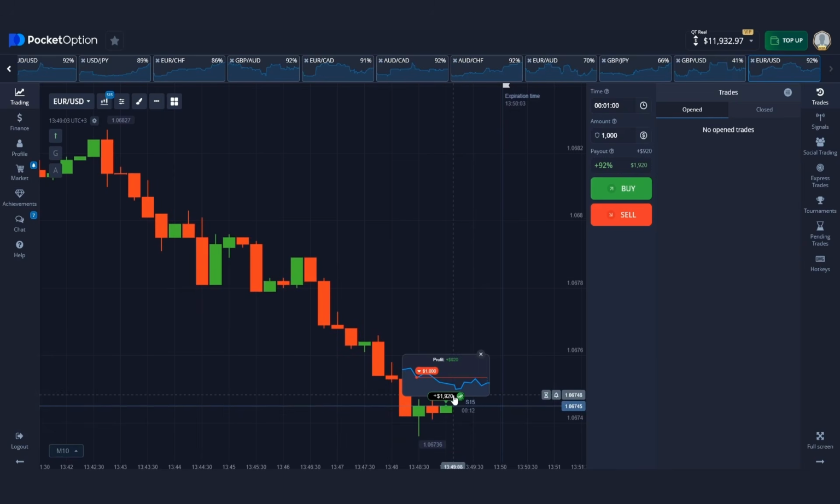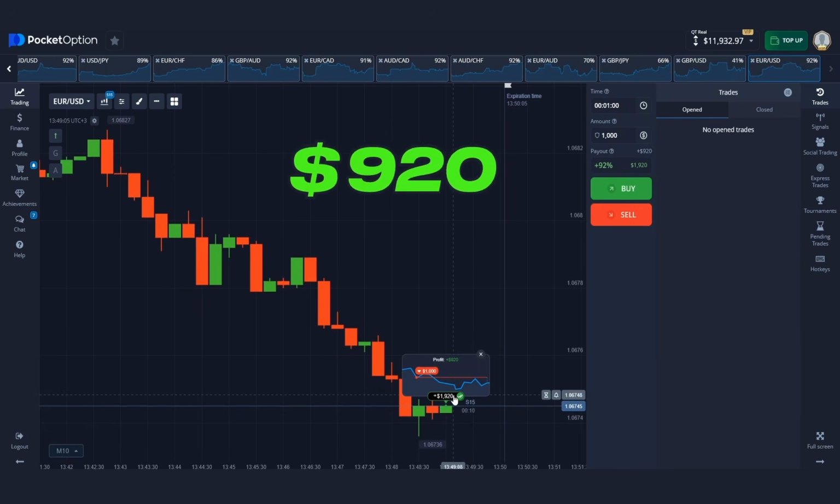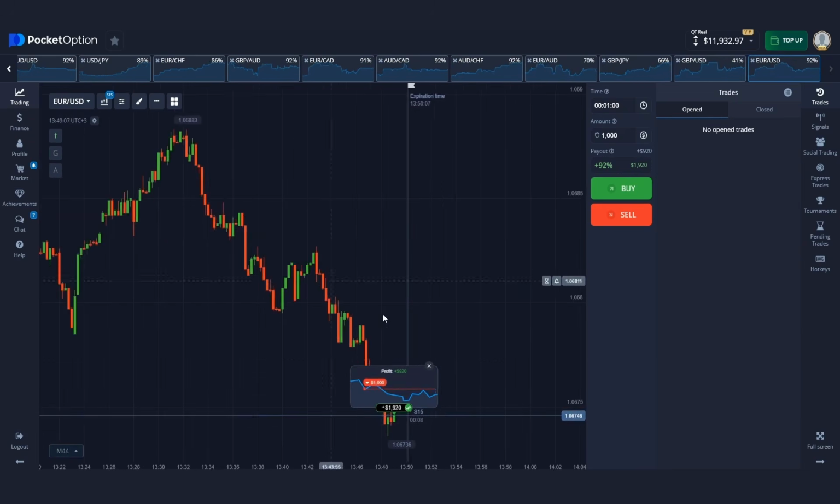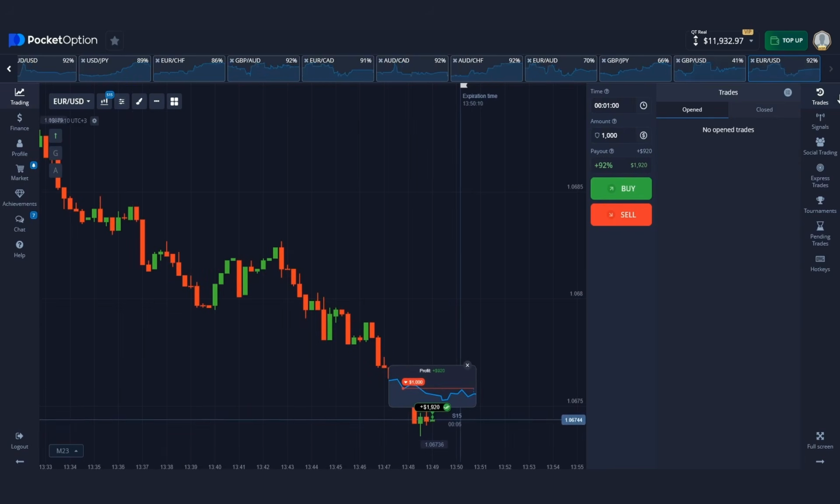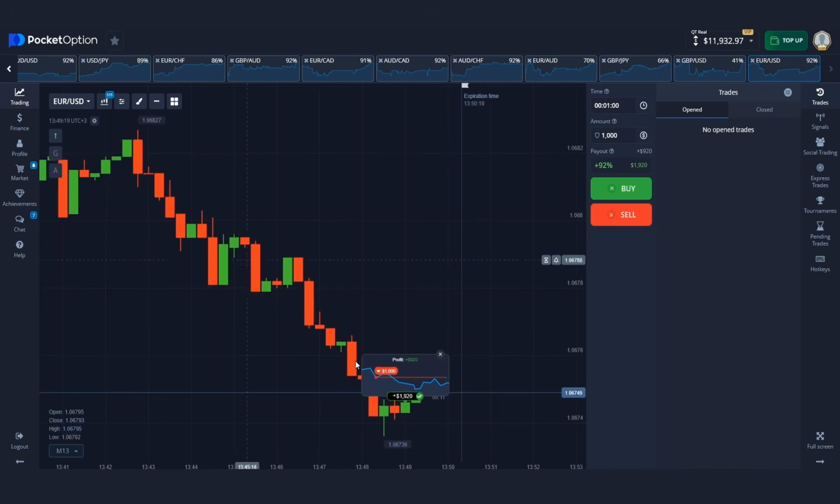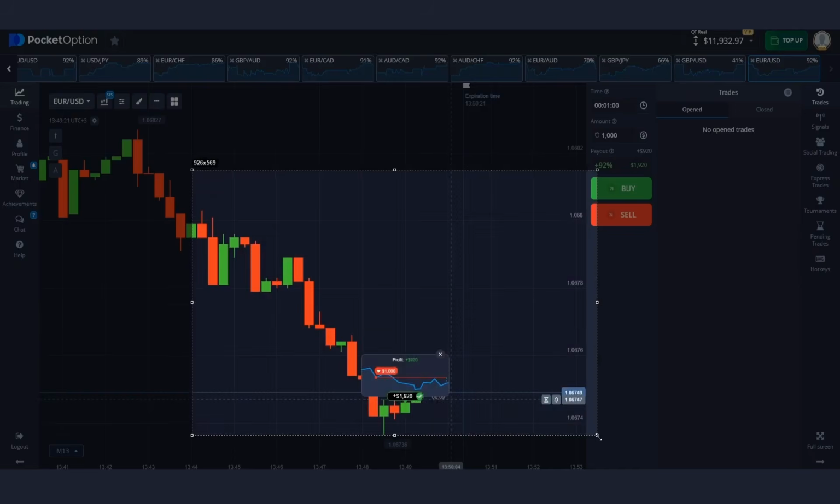And the final trade brings me $920. As you can see, again without any analysis, everything was done for me by BoosterBot. I just chose the currency pair, chose the time for the trade, the amount I want to open my trade, and just received a signal from the bot. Then I just need to enter the trade and earn money.